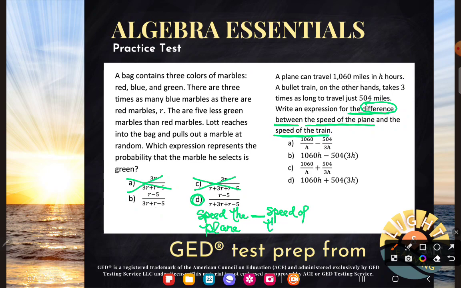Now, once again, even if you haven't figured out anything else besides the word difference, you can rule out two things, right? We are going to be subtracting the two speeds, not adding them. And so I'm going to rule out C and D. So I'm just left with A and B that have that subtraction going on. And again, already 50-50 shot. But which one of these is going to represent speed? That's the tricky thing.